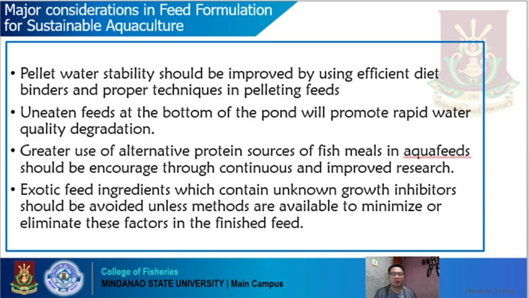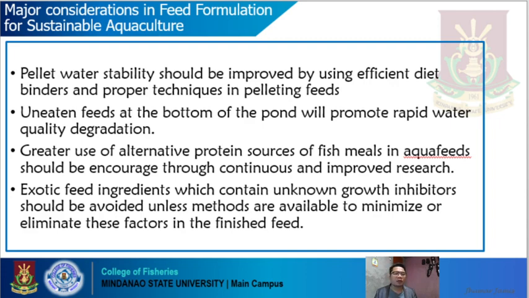So these growth inhibitors should be known, and the manufacturing practice or the processing practice should be known as well in order to get rid of these growth inhibitors before using this as one of our basal diet or yung tinatawag natin na primary ingredient to our diets, right? So these are all the major considerations in feed formulation for sustainable aquaculture. If we consider this, basically we will have more adequate nutrients for our aquaculture species.